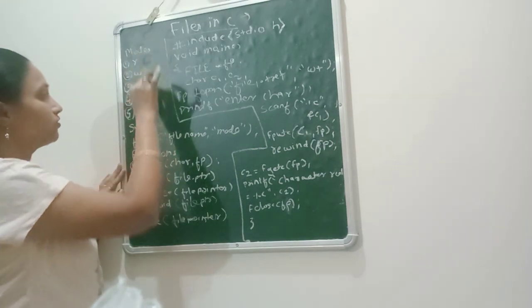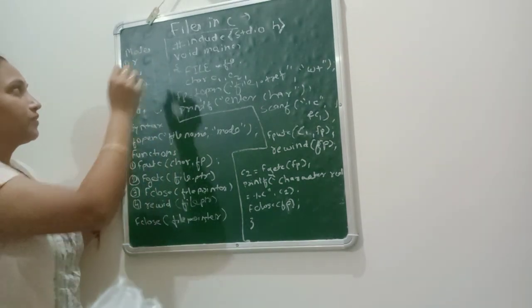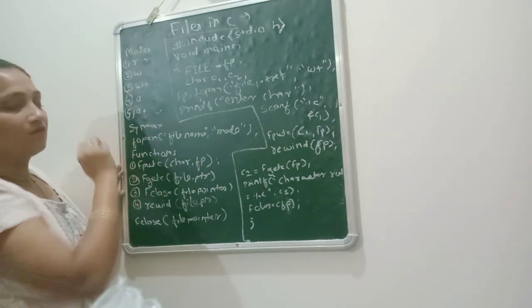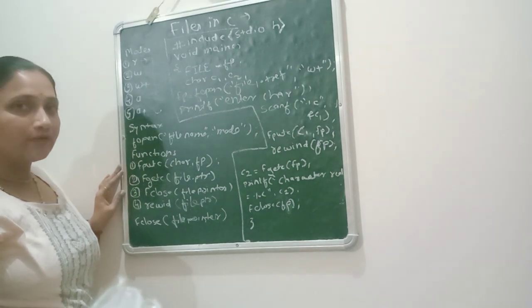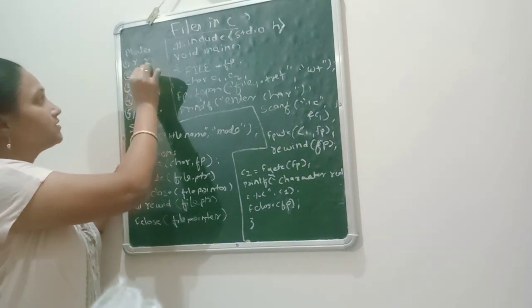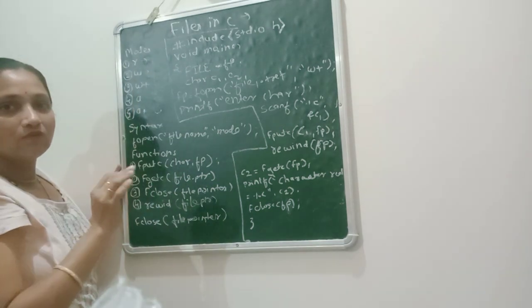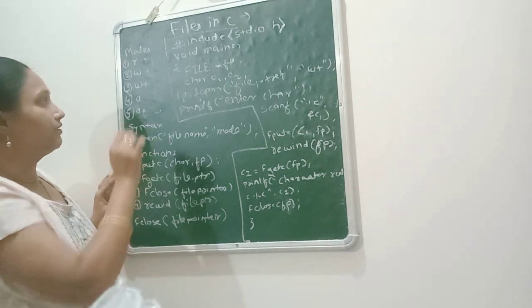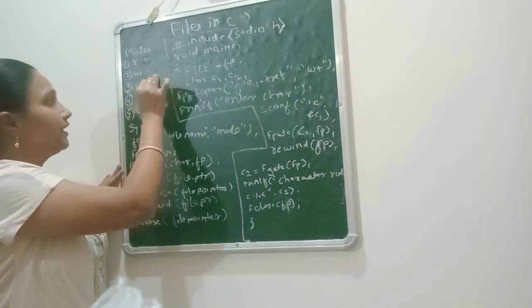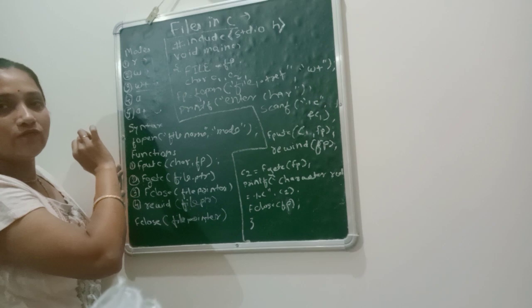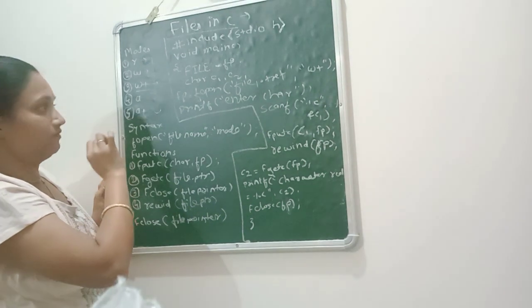There are some modes of opening a specific file. First one is r, that is you are opening the file for reading purpose. Next one is w, that is you are opening a file for writing purpose, but you are not allowed to read from the file here. Then w+ mode. With this mode you can open a file for reading as well as writing.